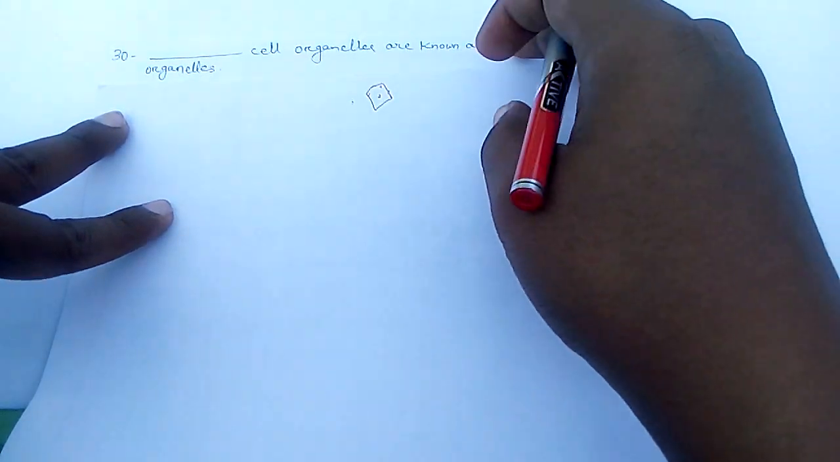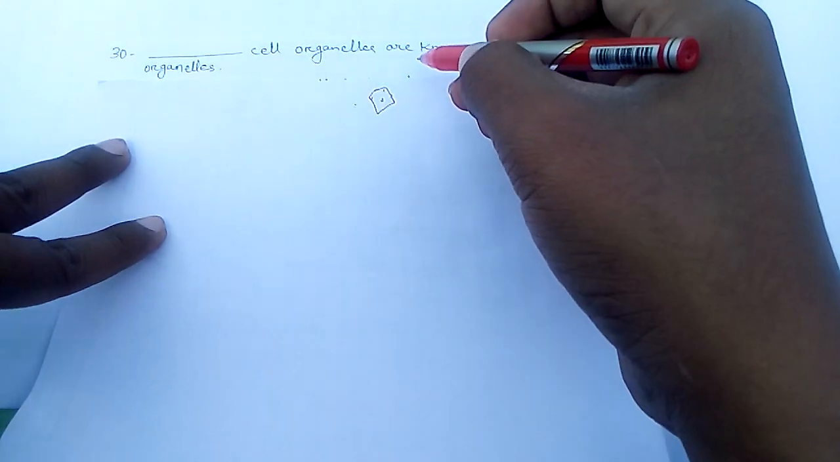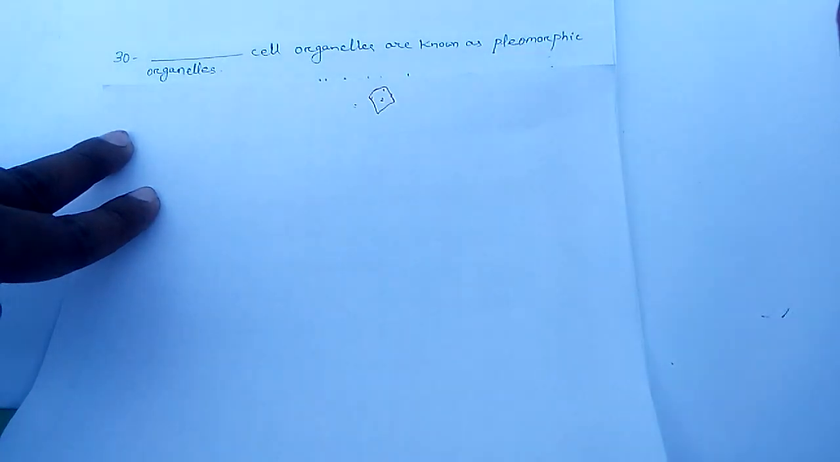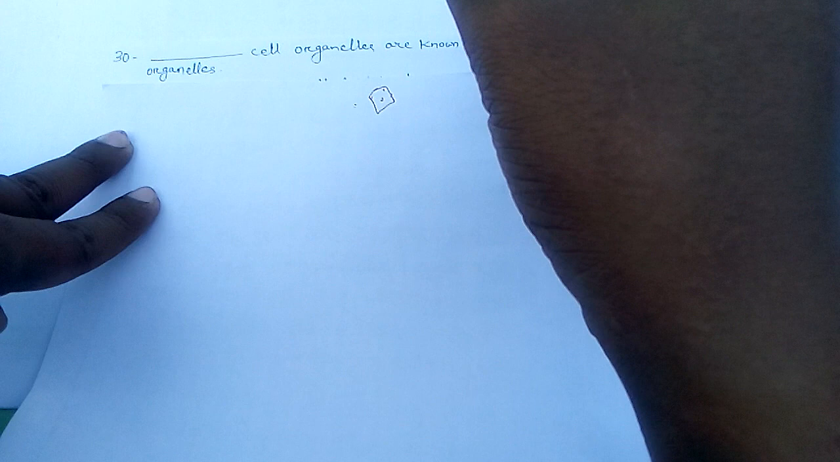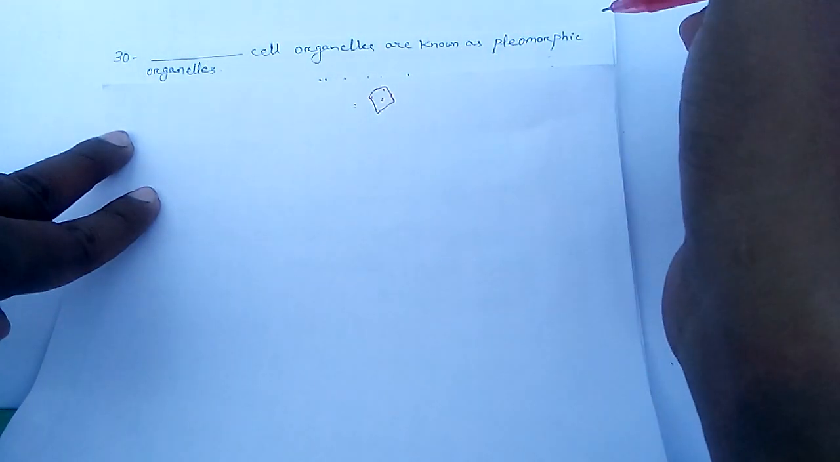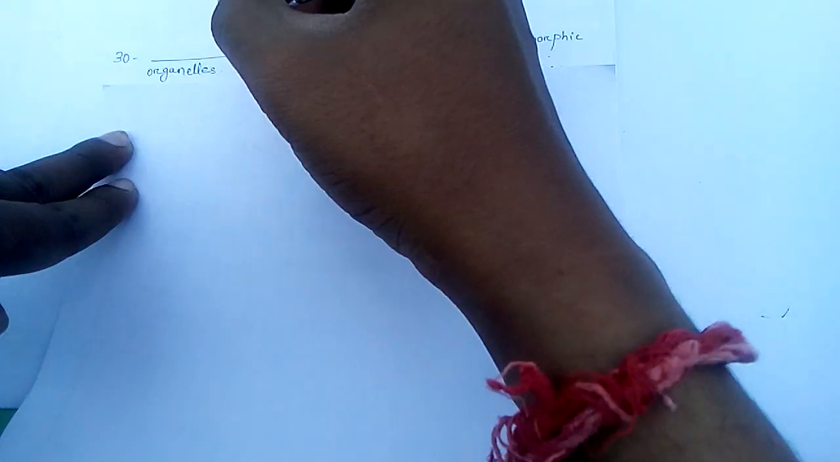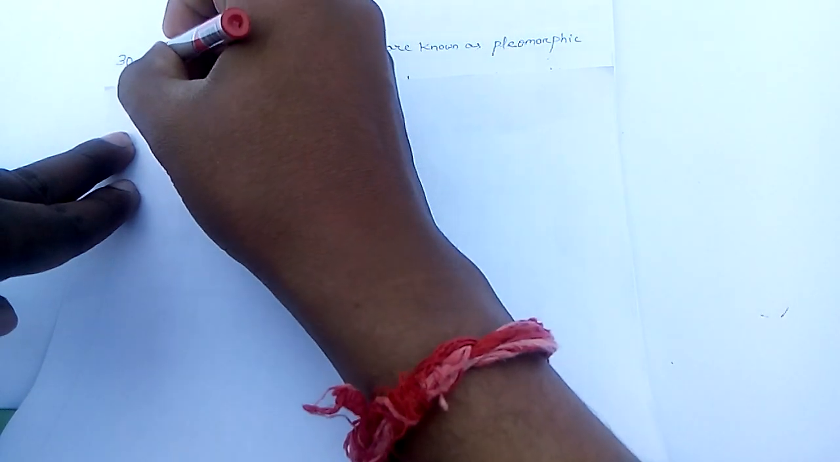Question number 30. Dash cell organelles are known as pleomorphic organelles. Pleomorphic organelles means which cell organelle can change their shape frequently. So the cell organelle that changes its shape frequently is called a pleomorphic organelle. Simple, mitochondria.